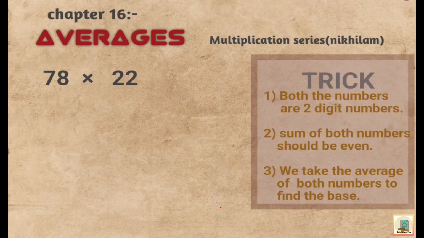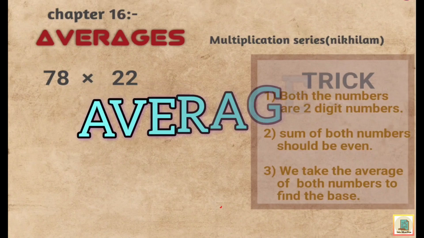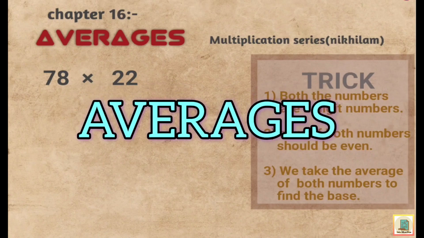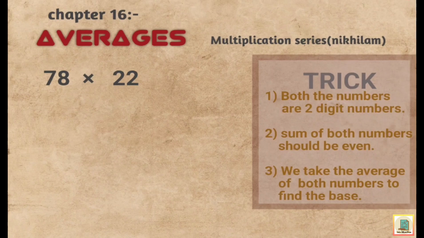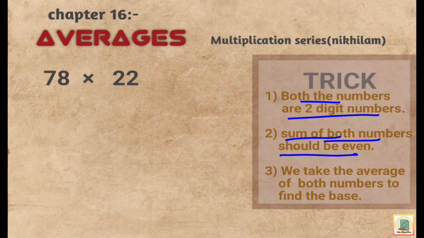Now grab your pencil and notebook for today's topic, which is averages. In the average method of Vedic maths, we multiply two-digit numbers whose sum adds up to an even number. Before starting the question, we have to take into consideration a few things. The first thing is that both the numbers should be two-digit numbers, and the second thing is the sum of both numbers should be even. Now let's understand by taking an example.